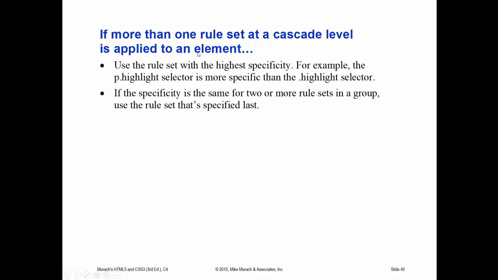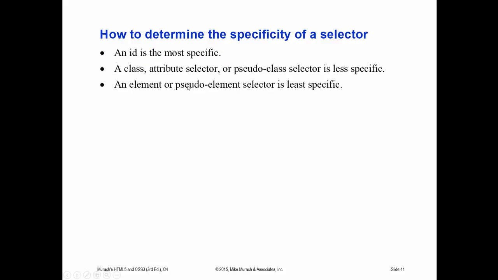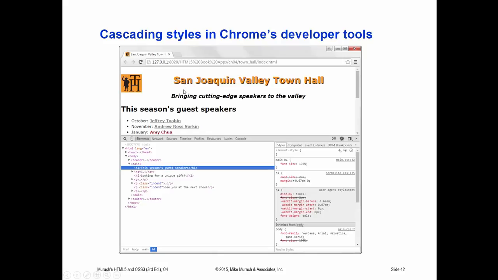If more than one rule is applied to the same element, you use the one with the highest specificity. An ID is the most specific, a class is less specific, an element is even less specific than that. So remember, only one ID per page, as many classes as you want. This would be an ID for maybe a certain paragraph. This would be a class that would color anything, paragraphs, unordered lists, whatever, and this would be for all paragraphs or all unordered lists, etc.